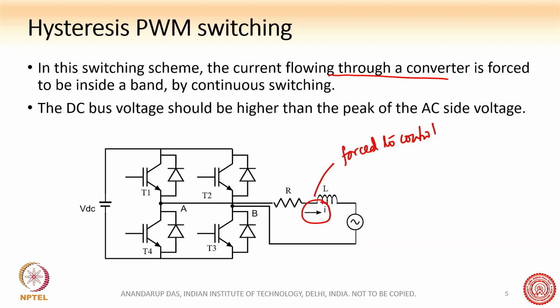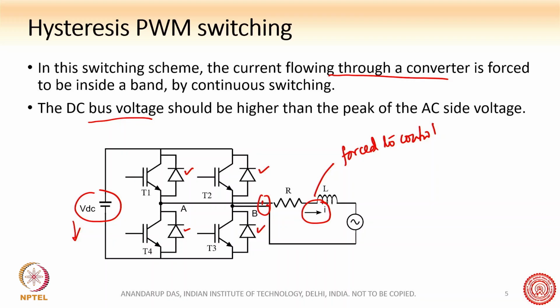So for this to happen, in this converter, as you can understand, the DC bus voltage should be higher than the peak of the AC voltage. Remember that this DC bus voltage should be higher than this voltage here. If you do not have this condition satisfied, then the hysteresis switching will not happen. The reason being that if the DC bus voltage is lower than this point's voltage, then the diodes will conduct as if it is an uncontrolled rectifier.